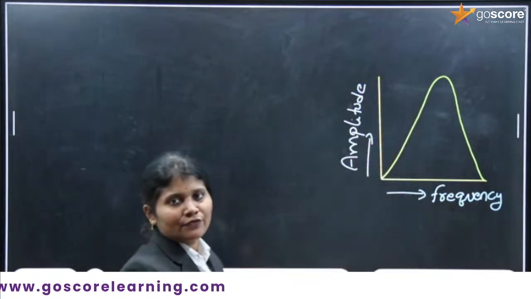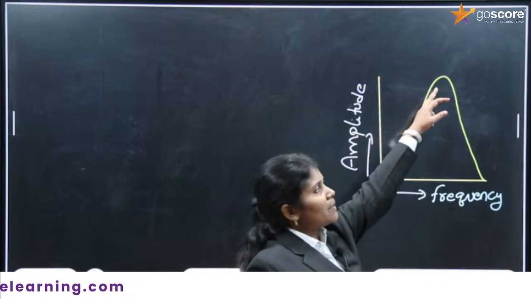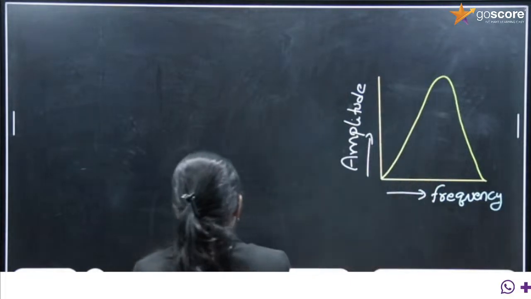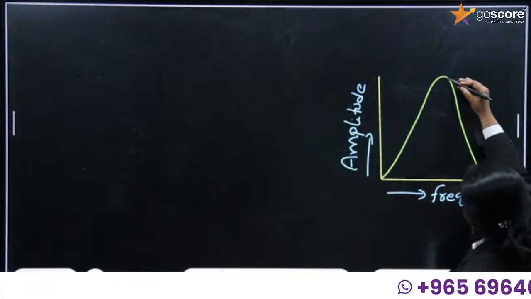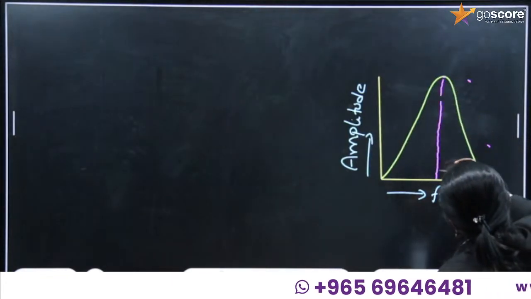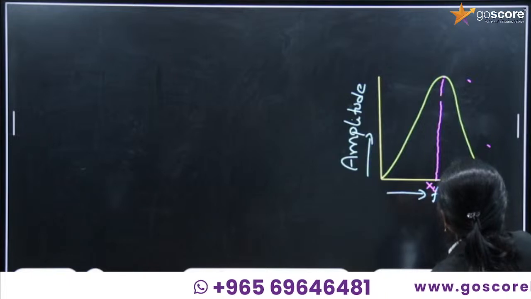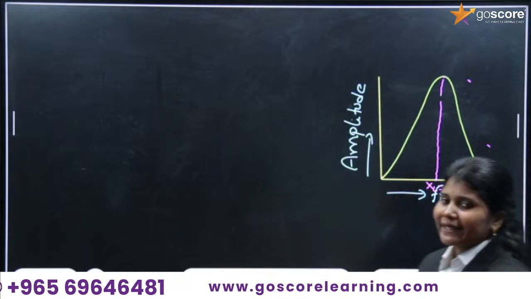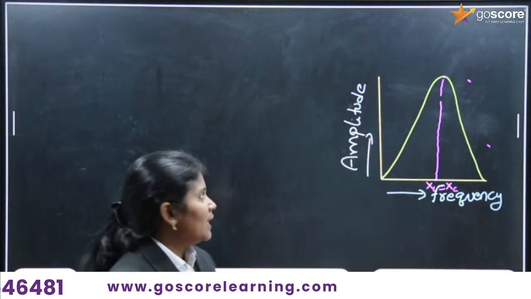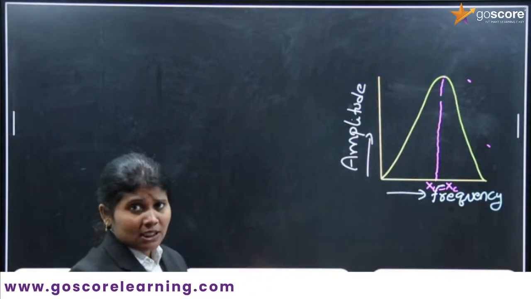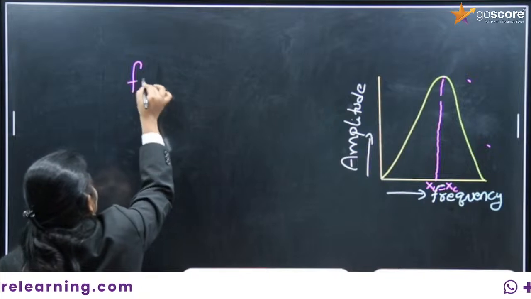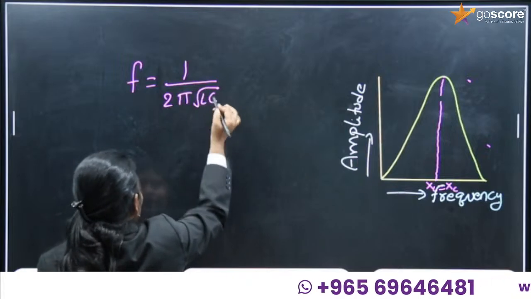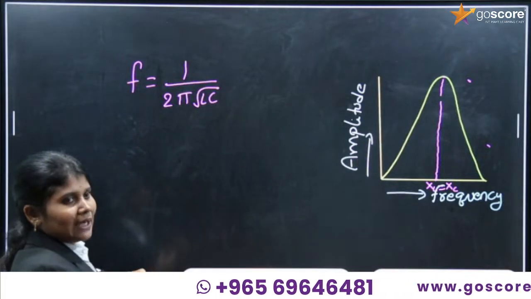So this is the resonance frequency diagram where we are getting maximum amplitude. At this point, where we are getting the maximum value, XL is equal to XC. Here it depends upon the resistance also. The frequency equation is 1 by 2 pi root LC.